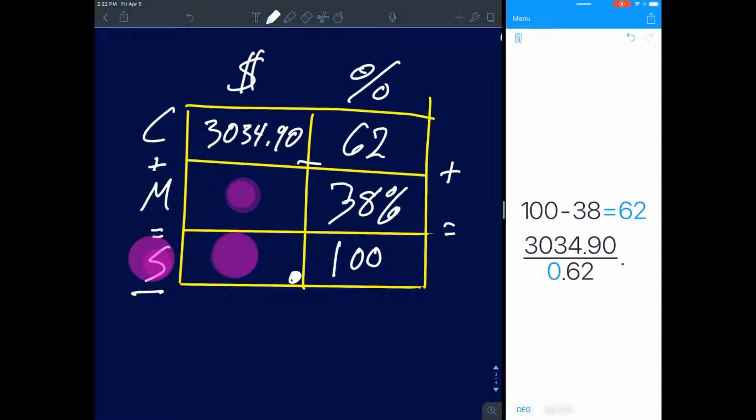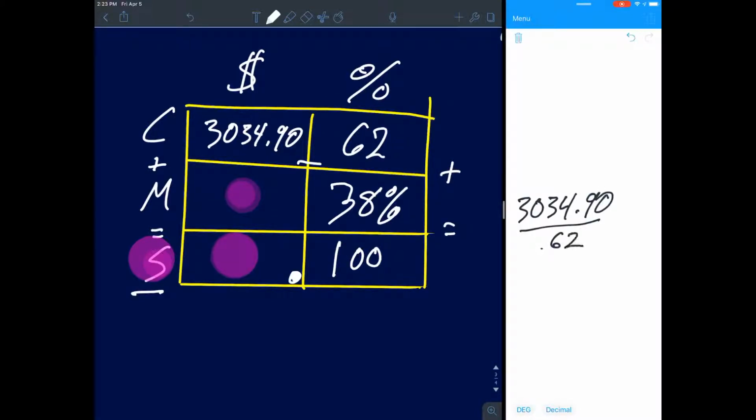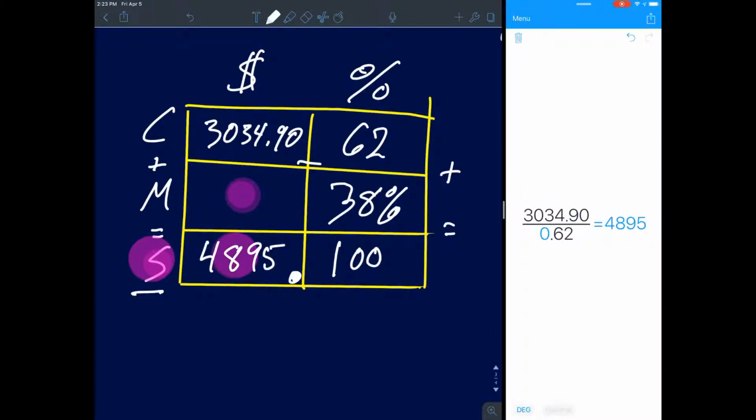It didn't work out because I put a dot in it. Let me try that one again. 3,034.90 divided by 62%, and we get $4,895. We can find what the markup was by finding the difference. 4,895 minus 3,034.90.